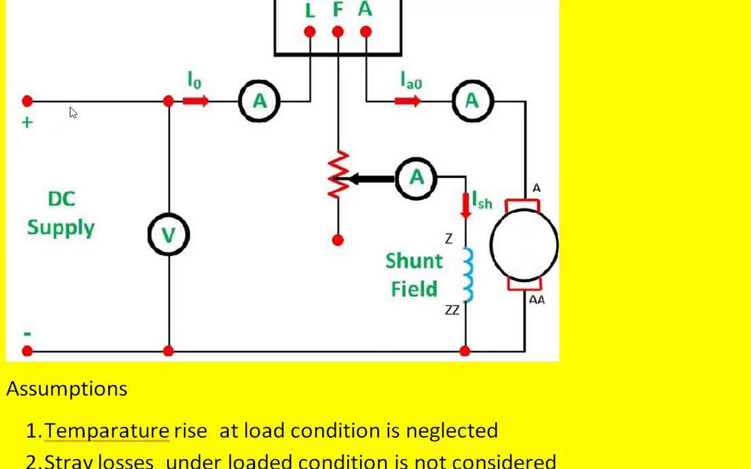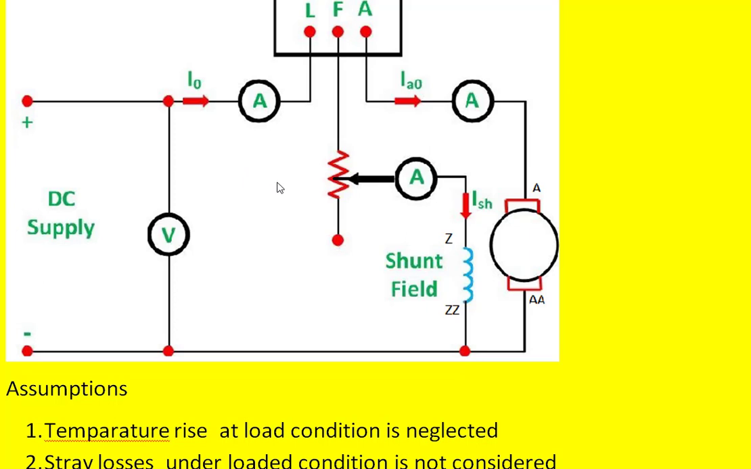So here we have to apply the rated voltage to this DC motor and then vary this rheostat so that the motor runs at rated speed. So these are the two conditions to be satisfied under no load condition of the DC shunt motor. Then we note down the meter readings.